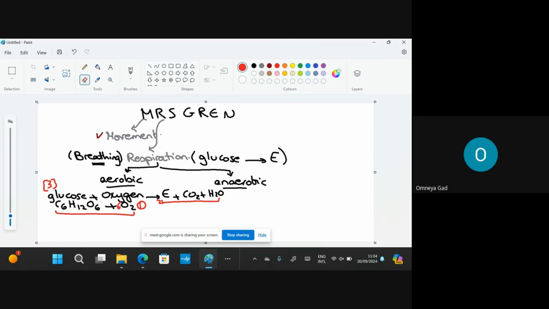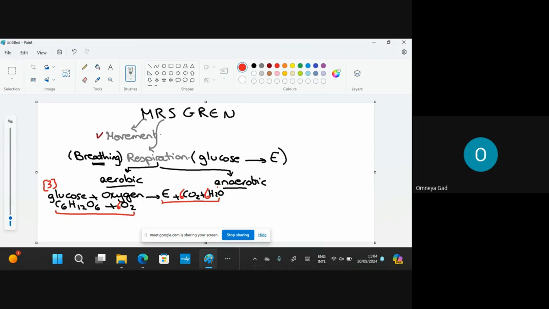You have to make the atoms before the arrow equal to the atoms after the arrow. So you have to add 6 before oxygen, before carbon dioxide, and before water. And by this, it is going to be balanced. This takes place inside the cells of the majority of plant and animal cells.